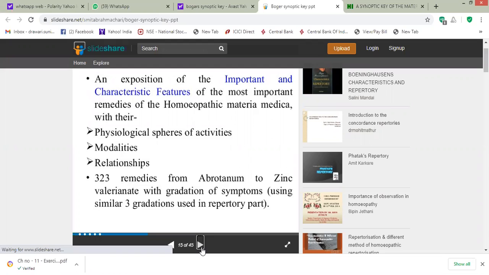While giving the important features of these remedies, three gradations are used to indicate the importance of the symptoms in that remedy, like the gradations used for the medicines in the repertory part. These three gradations, which three gradations? Anyone? Yes. Which three gradations? How are the medicines graded in this repertory?